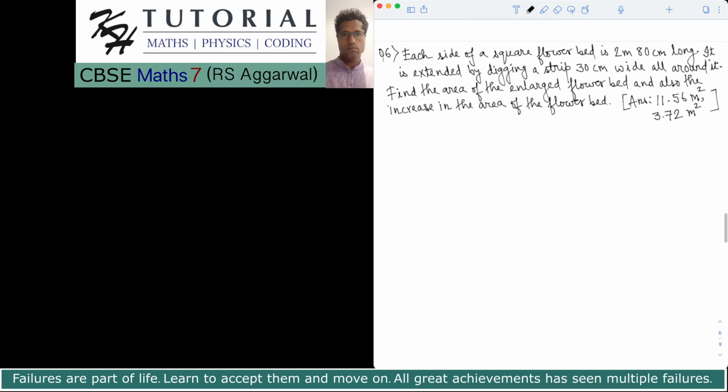Each side of a square flower bed is 2 meter 8 centimeter long. It is extended by digging a strip 30 centimeter wide all around it. Find the area of the enlarged flower bed and also the increase in the area of the flower bed. So initially there was a square flower bed. Let's say ABCD is the square flower bed.